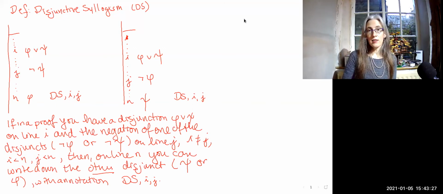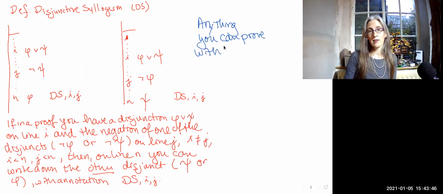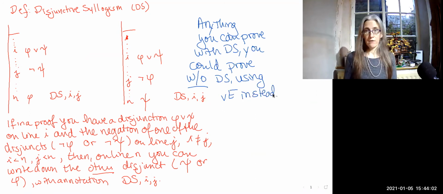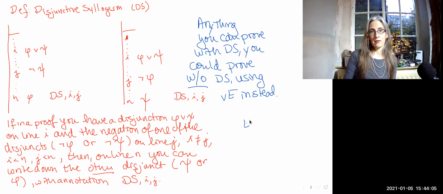Now, I said in the video on modus tollens that anything that you can prove with modus tollens, you can prove without it. And I gave you a demonstration of this. Now, the same thing is true with disjunctive syllogism. So anything you can prove with disjunctive syllogism, you could prove without it using or elimination instead. Now, I'm not going to give you a proof of this. I'm going to leave this as, dun dun dun, an exercise for the viewer.